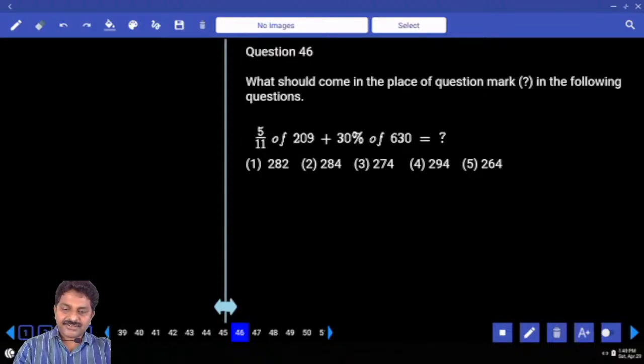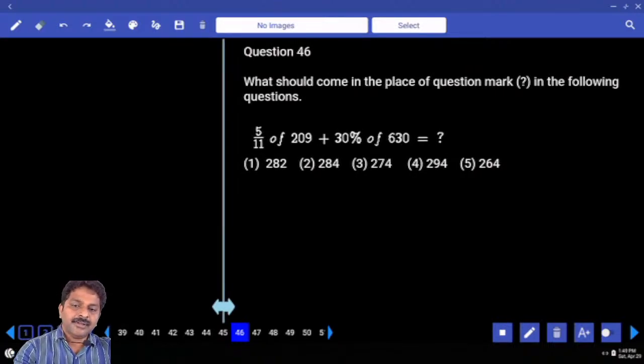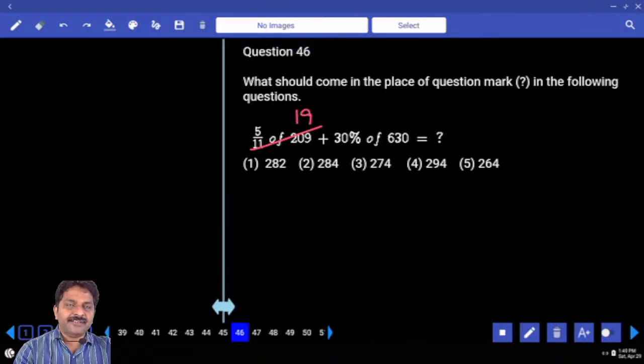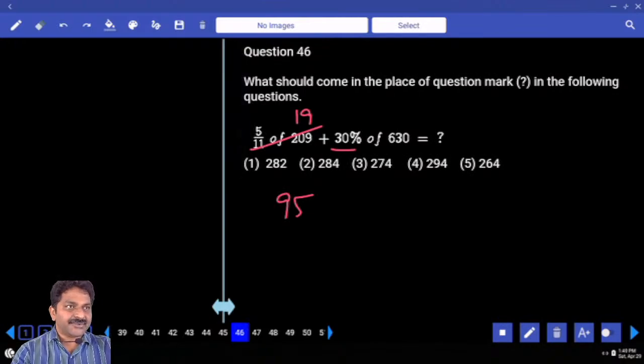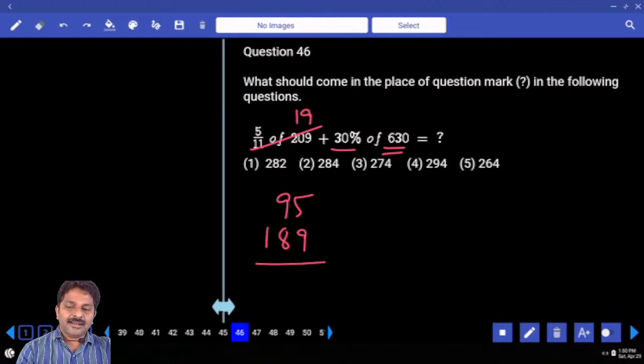Start with clerk first. Come on. 11. 19 times. 19 5 times. Right. 30%. 10% 3 times only. 63 3 times. 189. Answer. 284.